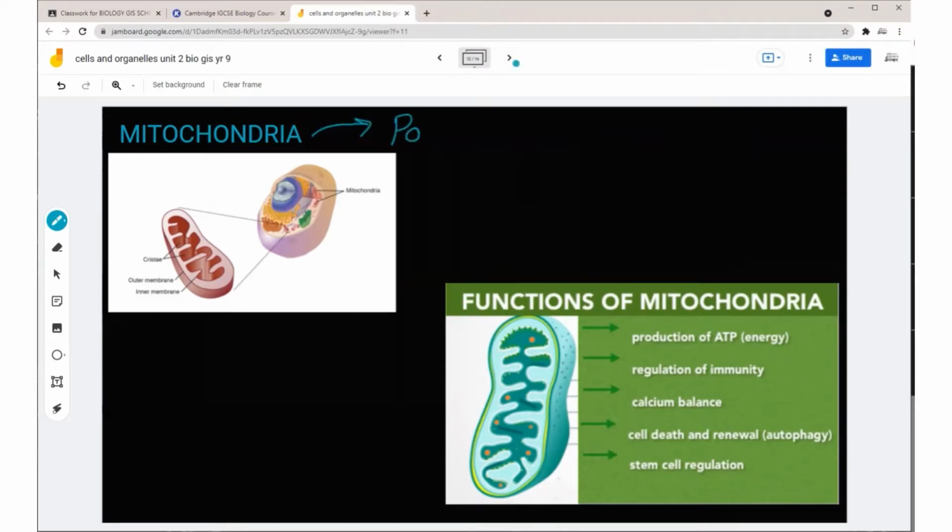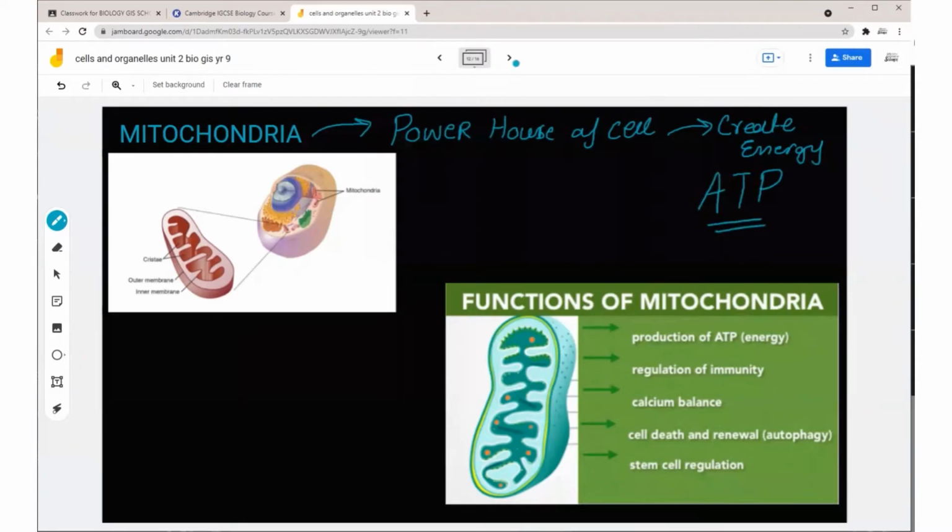What do we call it? Powerhouse of the cell. Why do we call it the powerhouse of the cell? Because mitochondria is an organelle which creates energy for the cell. And the name of that energy is ATP. What's the name? ATP. The energy which mitochondria create for the cell is ATP.